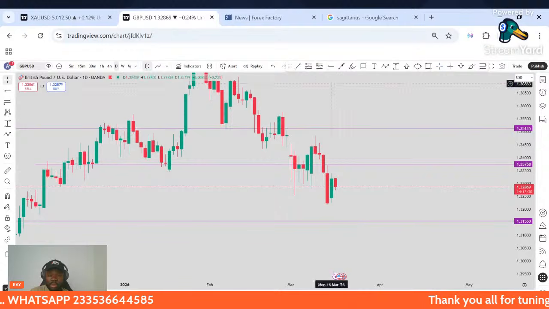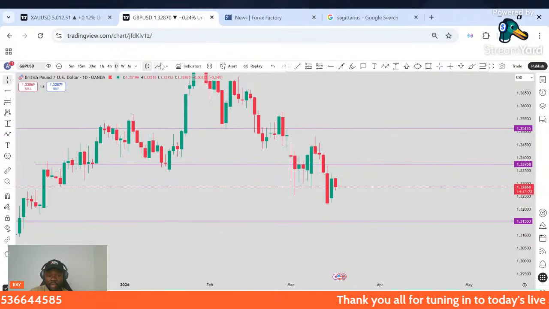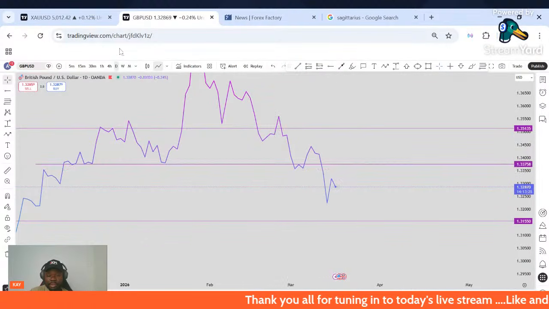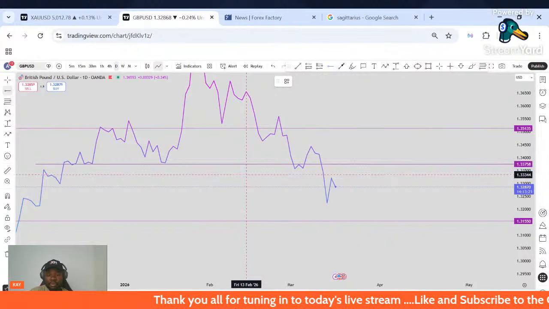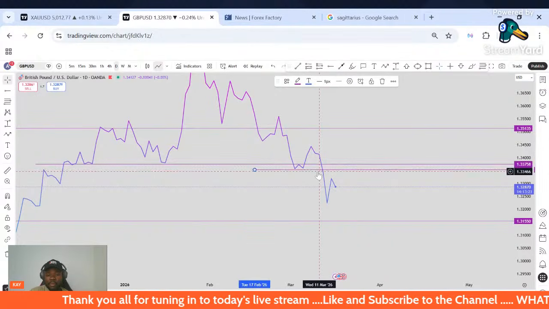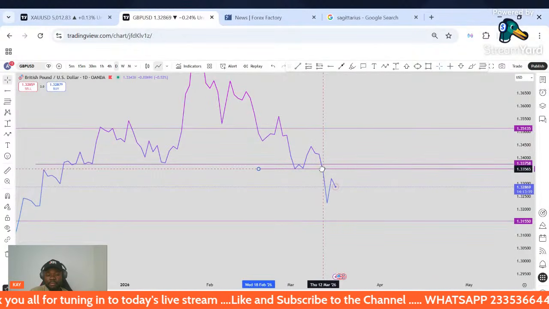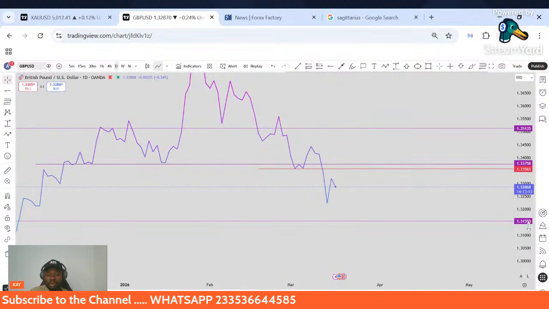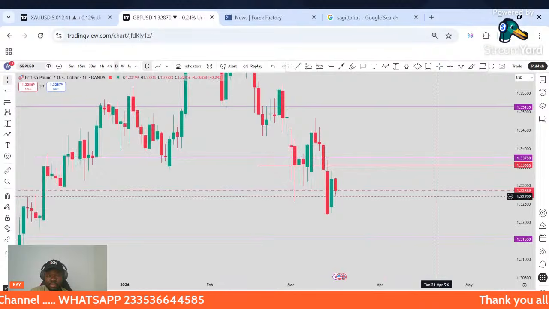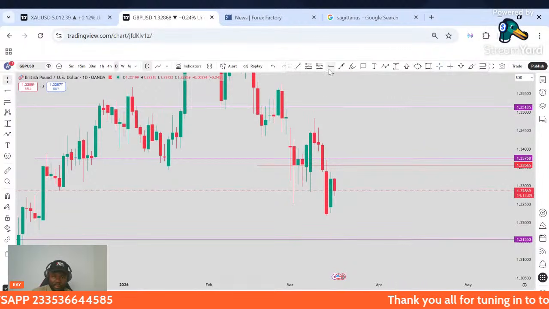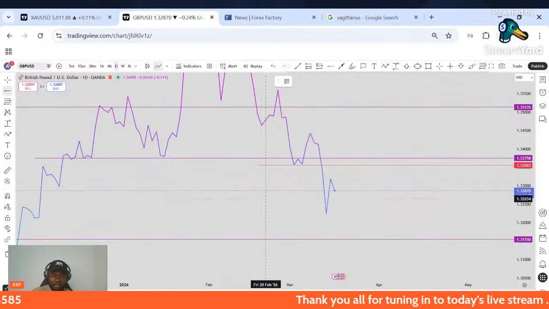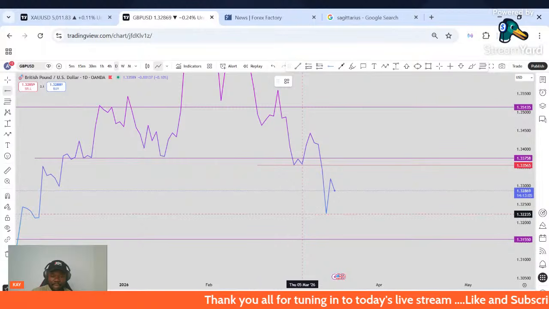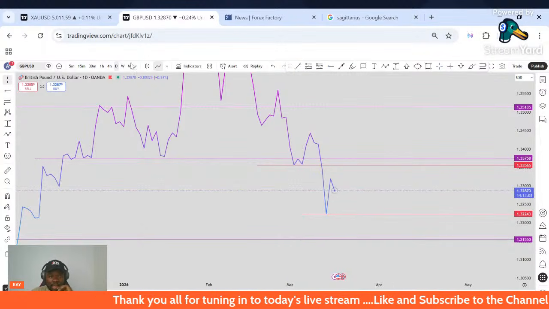A strong bullish candle. We have this rejection level over here. There was this rejection level over here. We have this rejection level over here at the daily time frame. We have this rejection over here at the daily time frame.